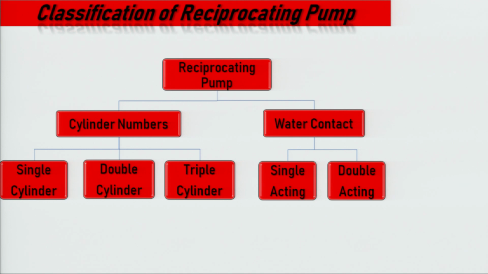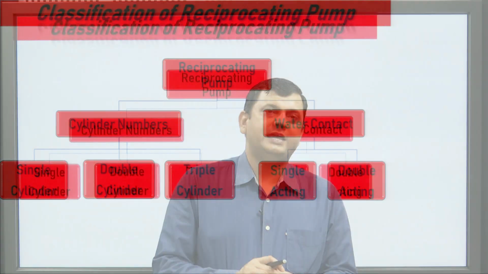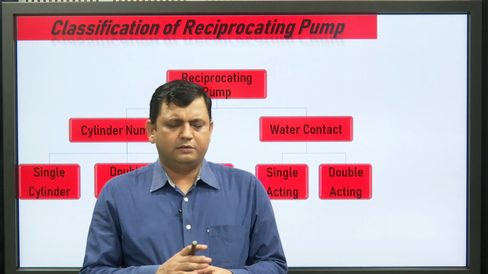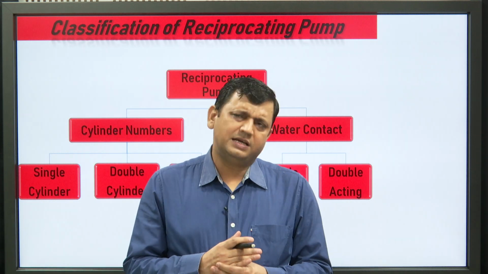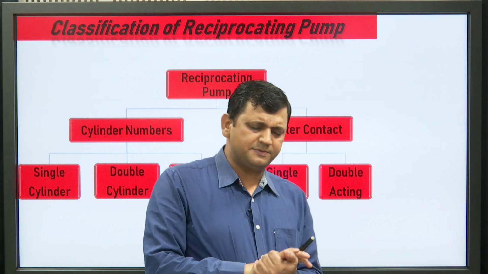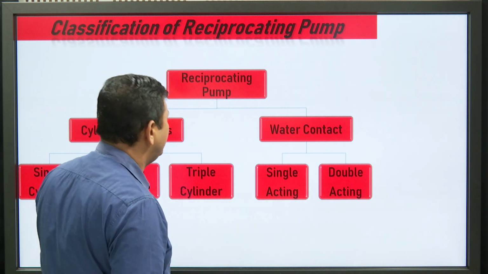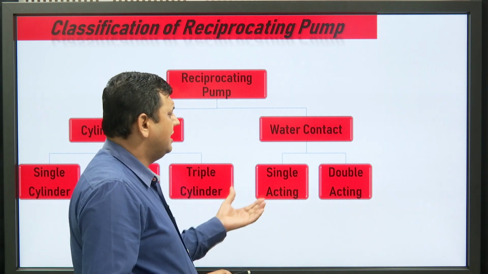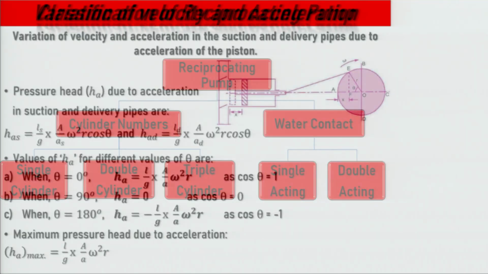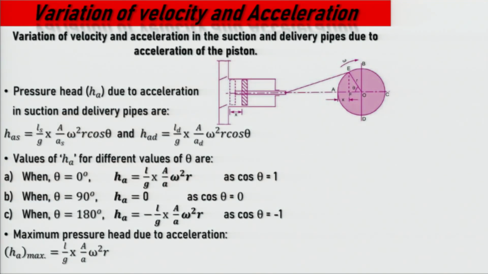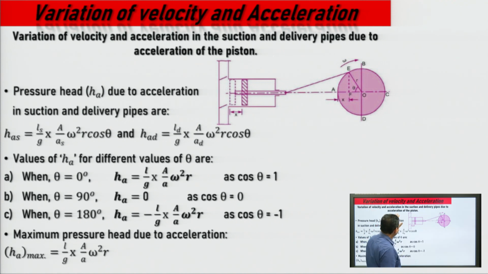Then the classification: how do we classify a reciprocating pump? It is classified on the basis of the number of cylinders and on the basis of water contact. By number of cylinders: single cylinder, double cylinder, triple cylinder. By water contact: single acting and double acting. Then the very important topic: variation of velocity and acceleration.